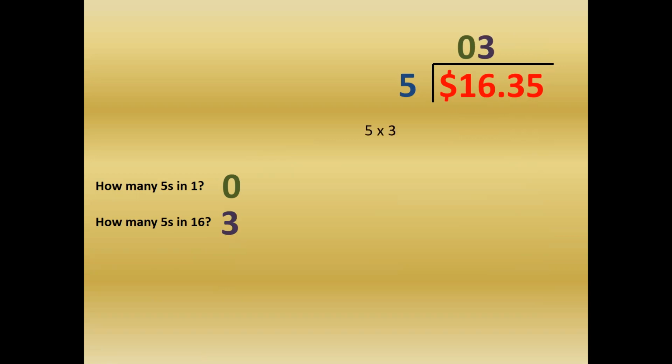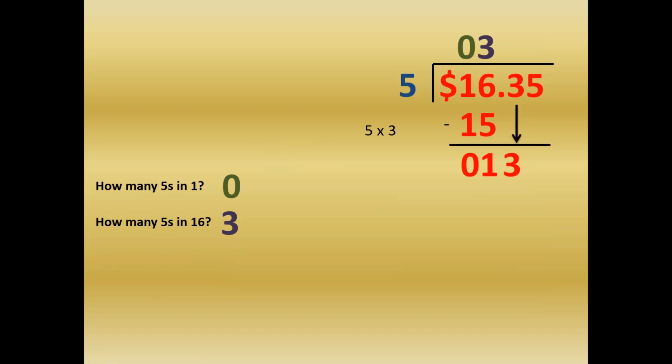So we have $16.35 divided by 5. So how many 5s go into 1? 0, so we put a 0 above the 1. How many 5s go into 16? 3, so we put a 3 above the 6. 5 times 3 is equal to 15. Then 16 minus 15 is 1.